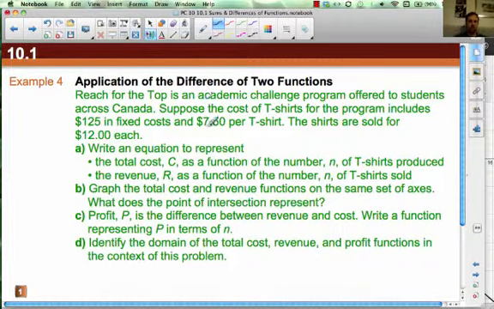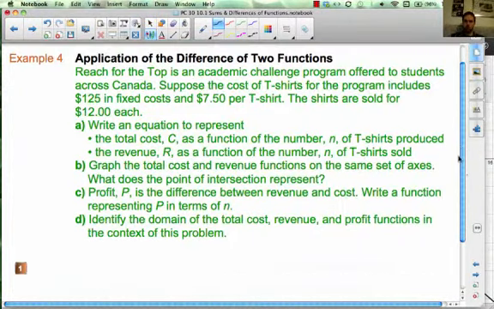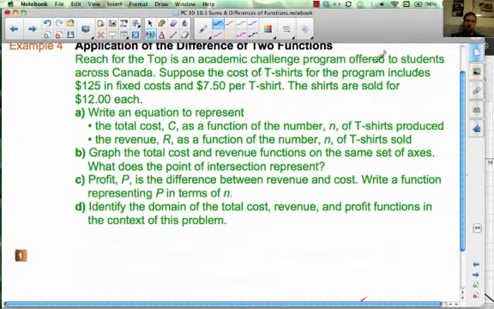Finally, an application for this. So Reach the Top is an academic program. Now the cost of t-shirts for the program includes $125 in fixed costs and $7.50 per t-shirt, but they're sold for $12 each. So A, write an equation to represent the total cost as a function of n, the number of t-shirts.